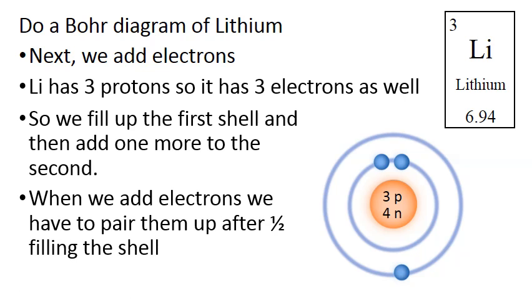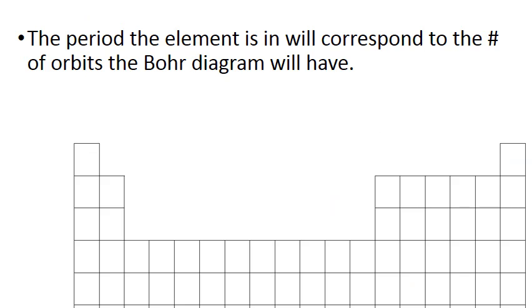And we are done. And remember, when we add electrons, we have to pair them up after half filling the shell. But we don't need to do that yet, because there is only 1 in that outer shell. So that's it for the Bohr diagram of lithium. It's done. So now I want to show you a few tricks that you can use with the periodic table to help you create Bohr diagrams.